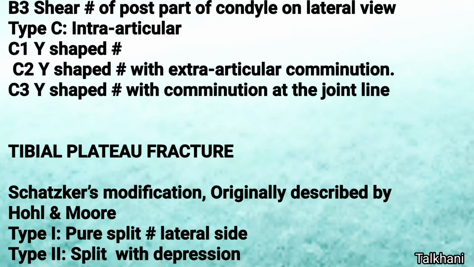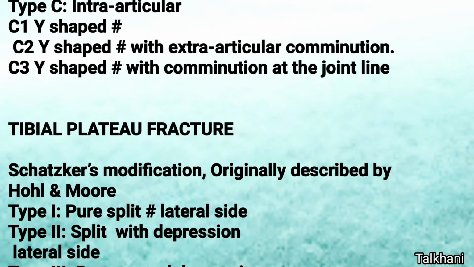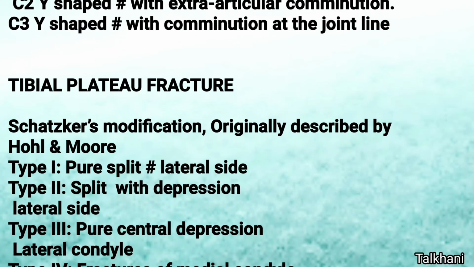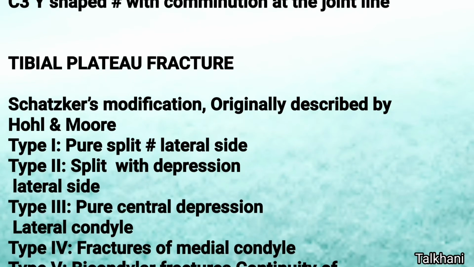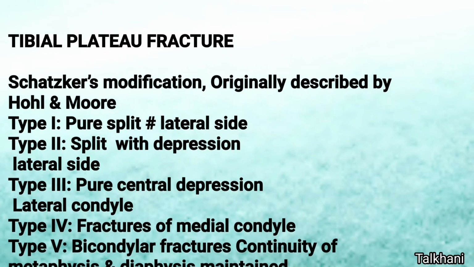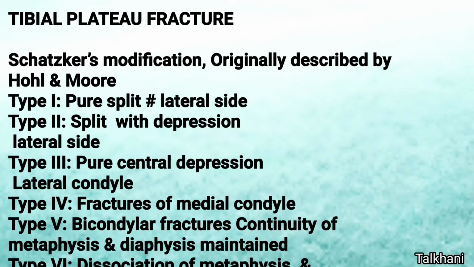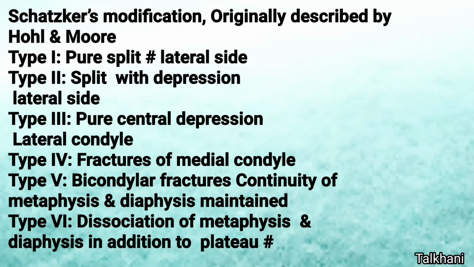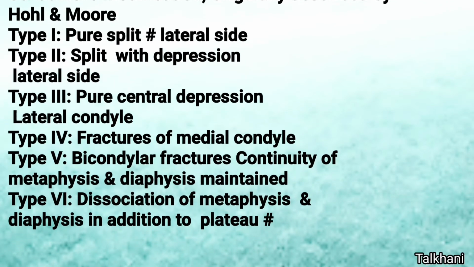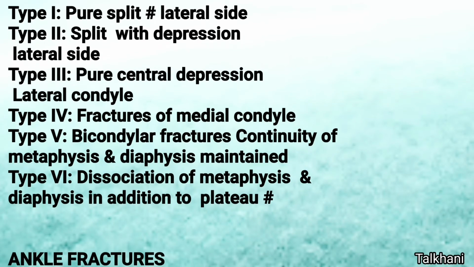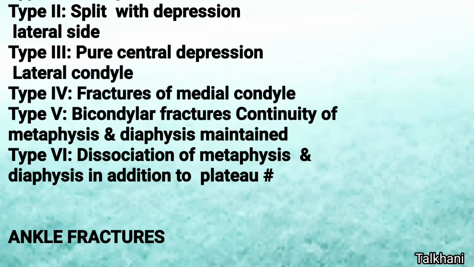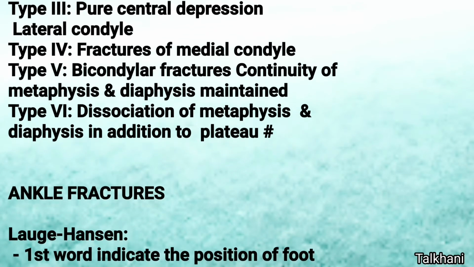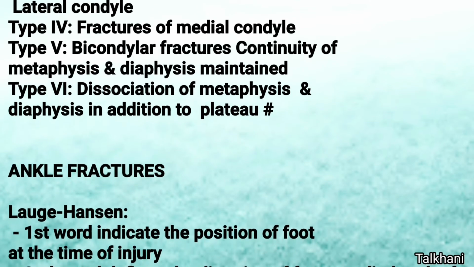Tibial plateau fracture. Schatzker's modification, originally described by Hole and Moore, is as follows. Type 1, pure split fracture of lateral condyle. Type 2, split with depression of lateral condyle. Type 3, pure central depression of lateral condyle. Type 4, fractures of medial condyle. Type 5, bicondylar fractures, but the continuity of metaphysis and diaphysis is maintained. Type 6, dissociation of metaphysis and diaphysis in addition to bicondylar tibial plateau fracture.